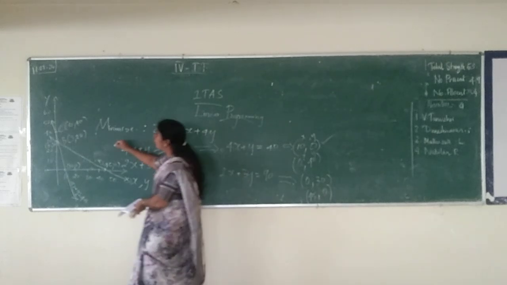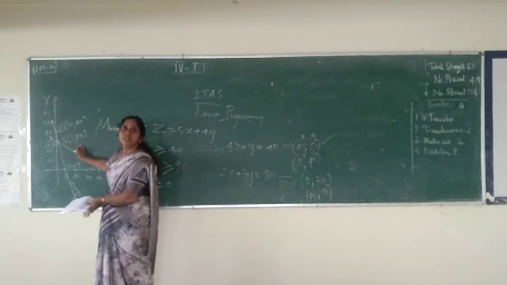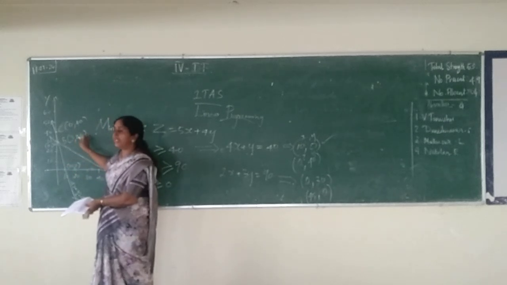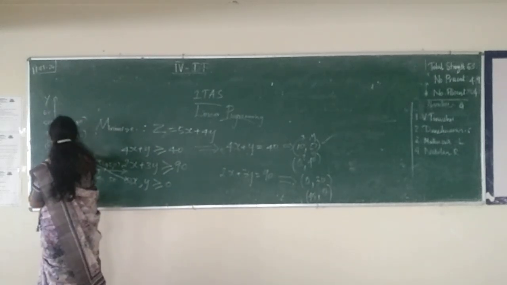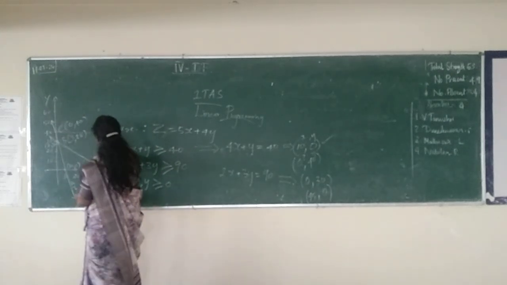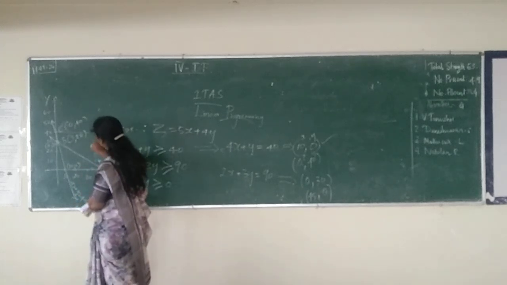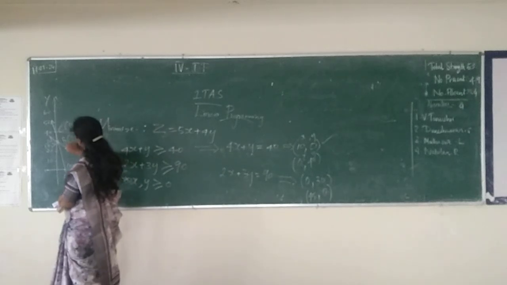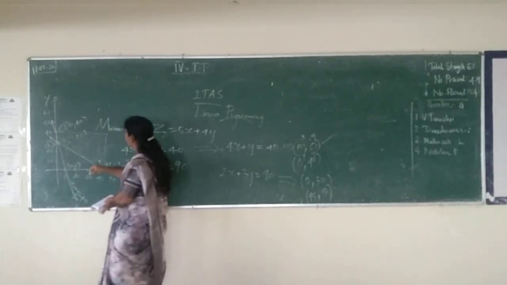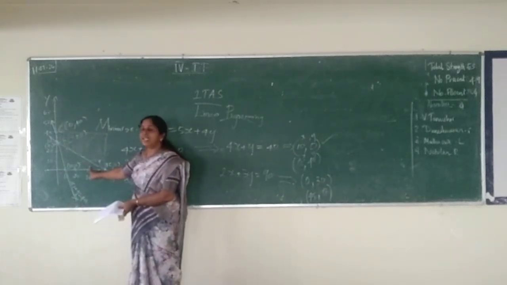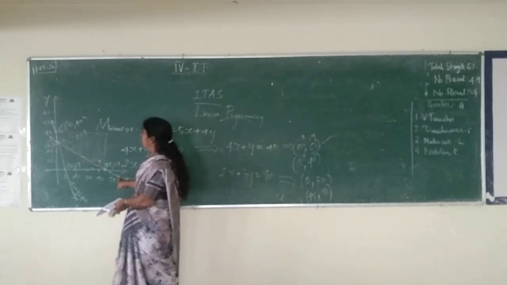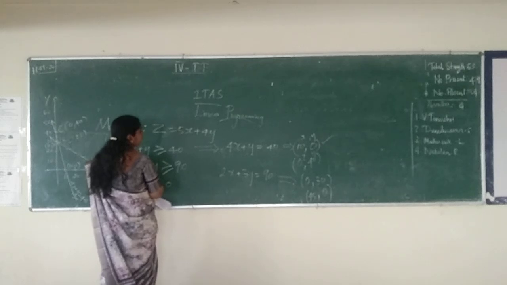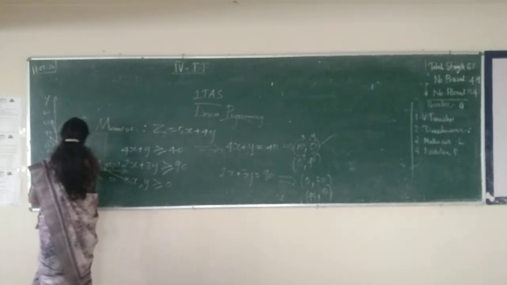Then we need to take the portion that is the area above the lines. The area above the lines is this area. Okay, this is the area above the line 2x plus 3y equal to 90.